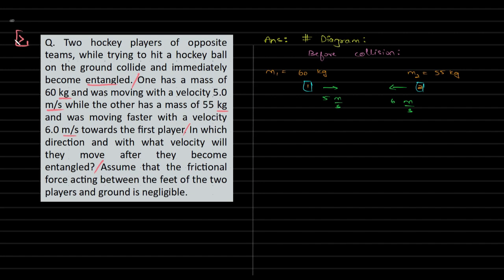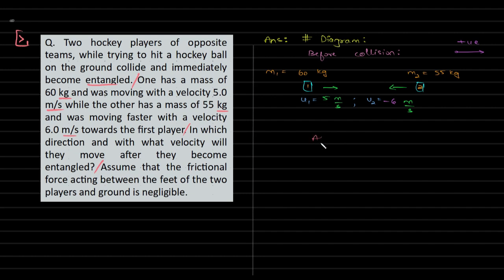So guys, if I consider anything to the right as positive, so this would be negative, is it not? So this would be minus 6 meter per second. Why? Because he's moving to the left. So this is your U1 and this is U2. This is your U1 and that's your U2.